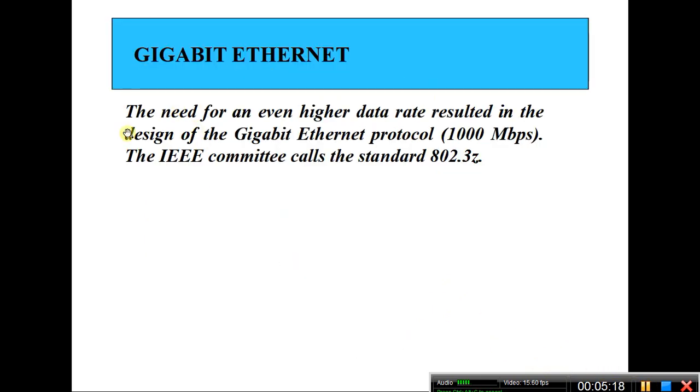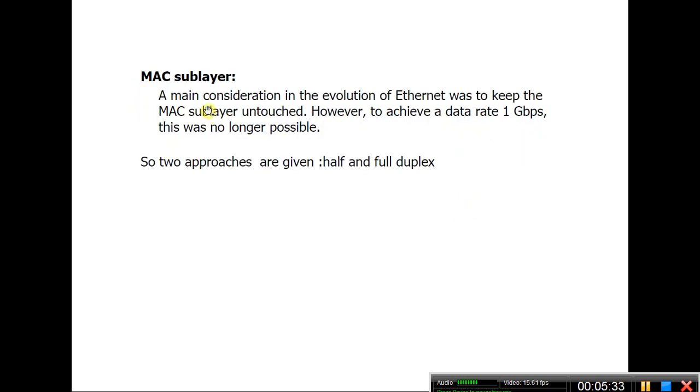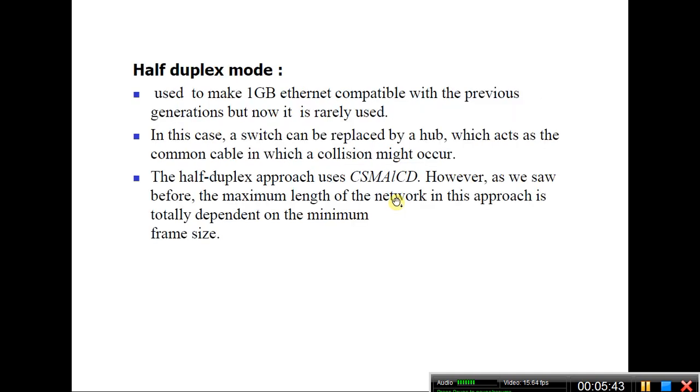Gigabit Ethernet. In Gigabit Ethernet, the speed is 1000 Mbps. The IEEE committee calls the standard 802.3z. The MAC layer is the same as the standard Ethernet, but to support the high data rate, it has 2 approaches: half duplex and full duplex.